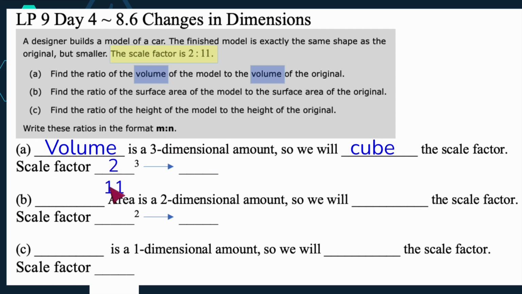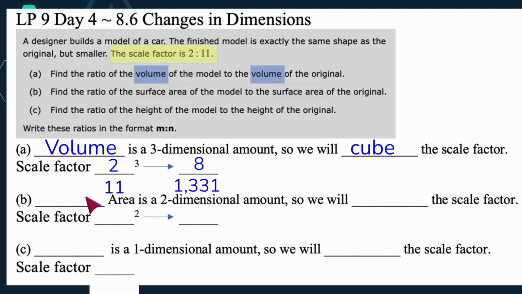So we're going to take that 2 over 11, and we're going to cube both the top and the bottom. So it's 2 cubed, we just did that on the last page, that's 8. And then we're going to do 11 cubed, which is pretty big. 11 times 11 times 11 is 1,331. So this is the ratio of the volume of the model to the volume of the original car.